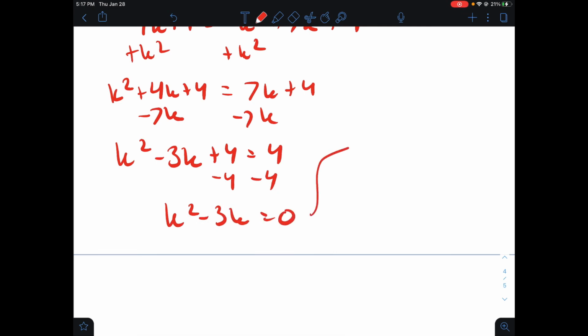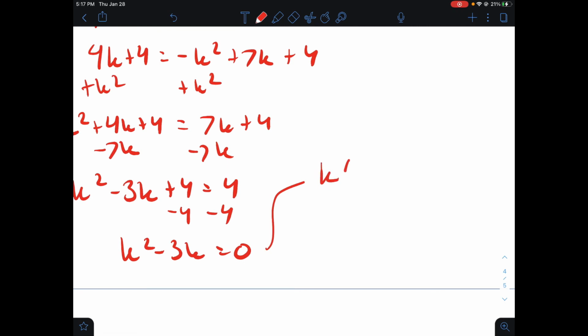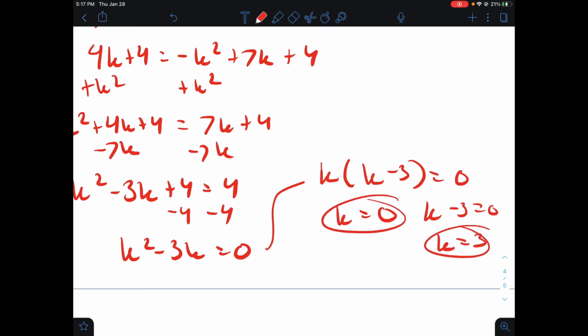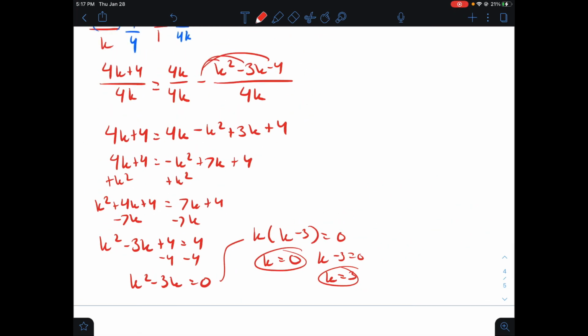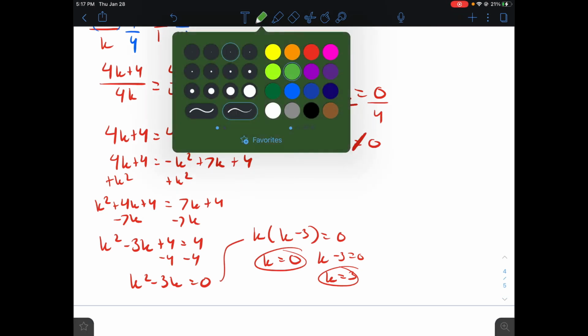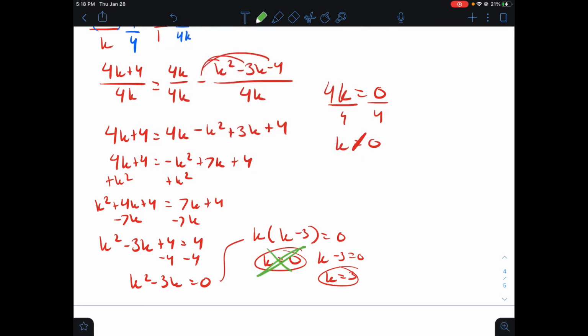So at this point, we could factor, and we get k times (k minus 3) equals 0. So we get k equals 0, and k minus 3 equals 0, which gives us k equals 3. All right, but now we have to check for extraneous solutions, right? So we're going to take our bottom, 4k, and set it equal to 0. We divide by 4, we get k equals 0. Ooh, so that tells us that k cannot equal 0. So one of these solutions is bad. We got to cross off that k equals 0. The only good solution here is k equals 3.